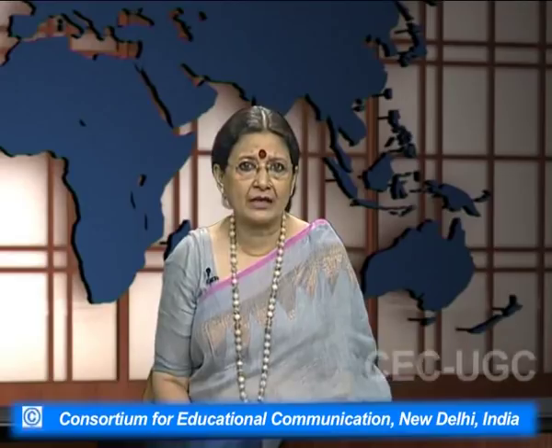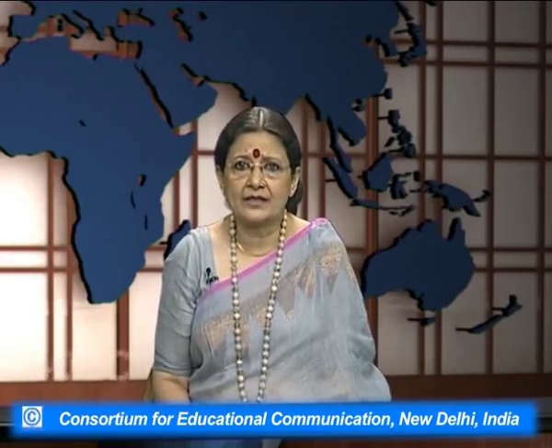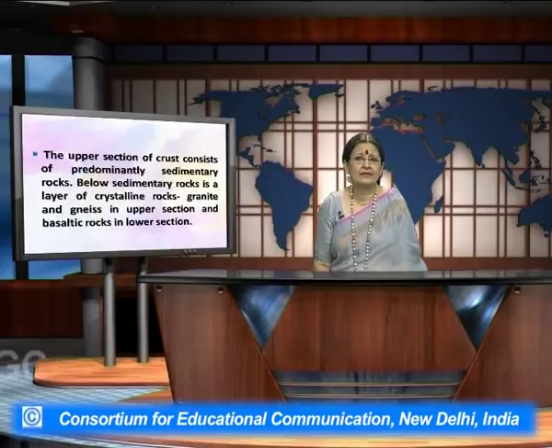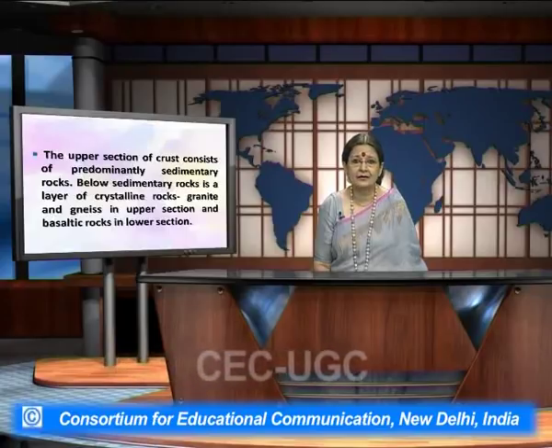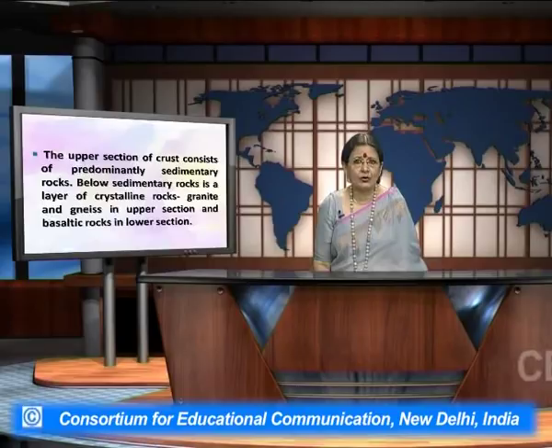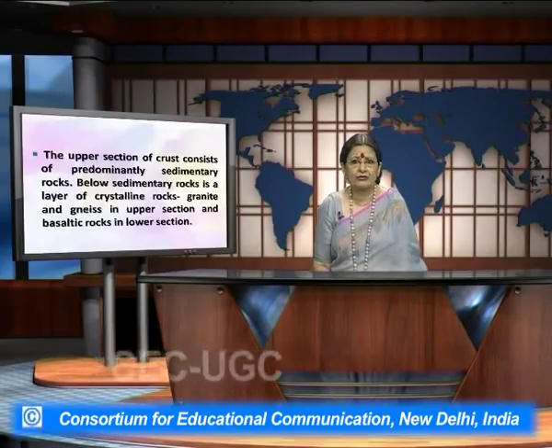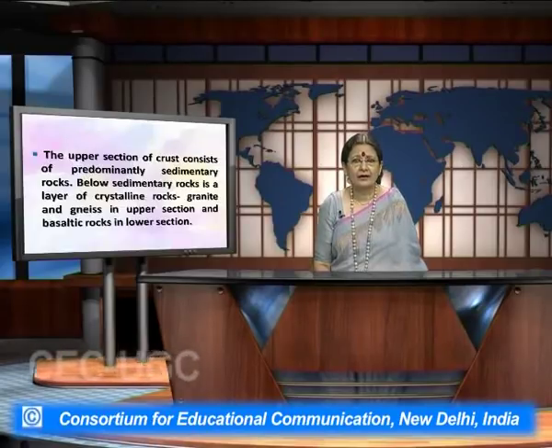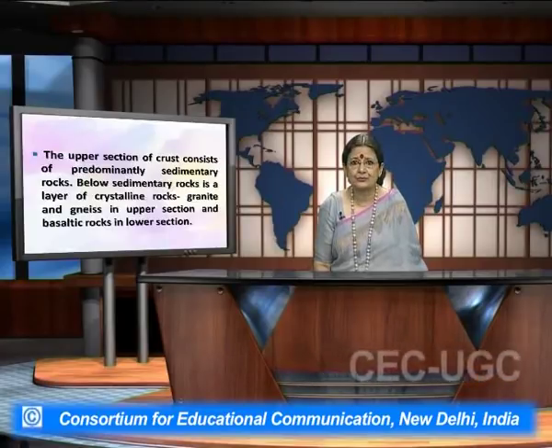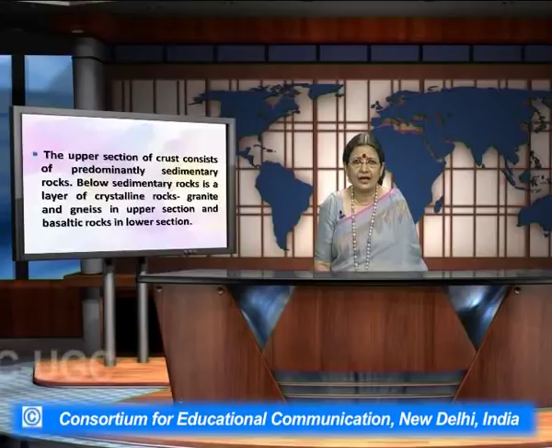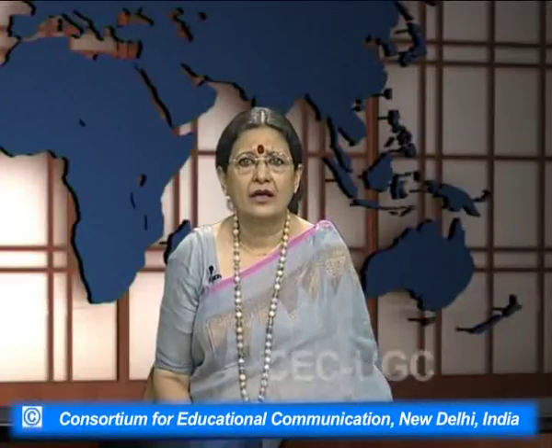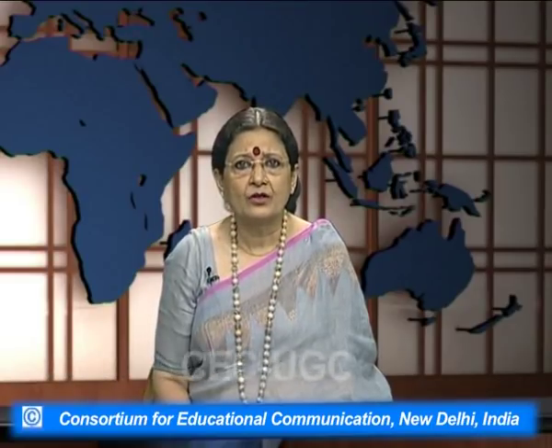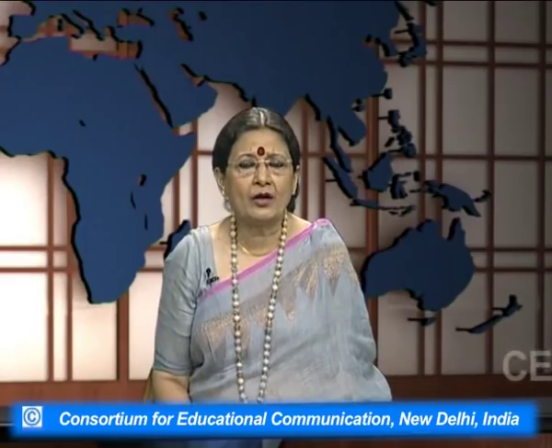Now the upper section of the crust predominantly consists of sedimentary rocks. Below the sedimentary rocks, there is a layer of crystalline rocks like granite and gneiss. In the upper section, there is a majority of granite, whereas in the lower section, there are basaltic rocks. So what kind of rocks are there relates to the composition. Sedimentary rocks, and under that the crystalline rock, in which there are granite and gneiss, and the next one is the basaltic rock. So, this was all about the crust.